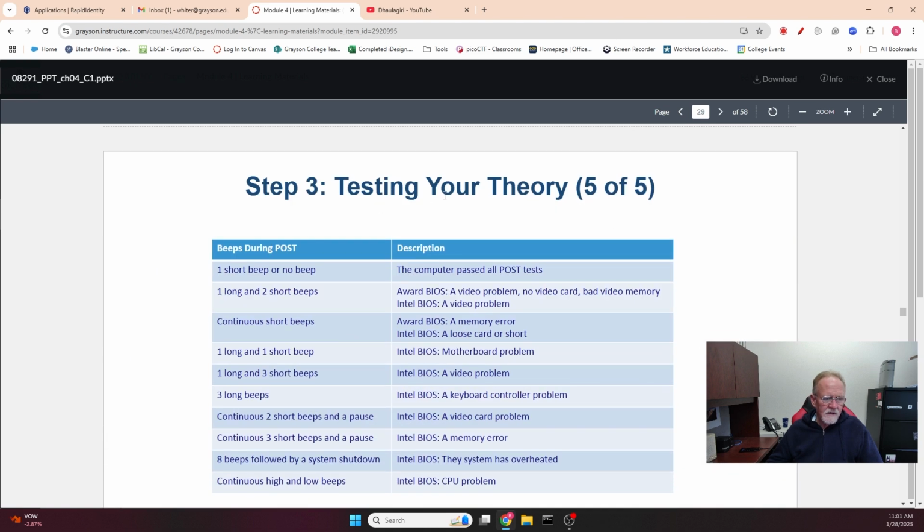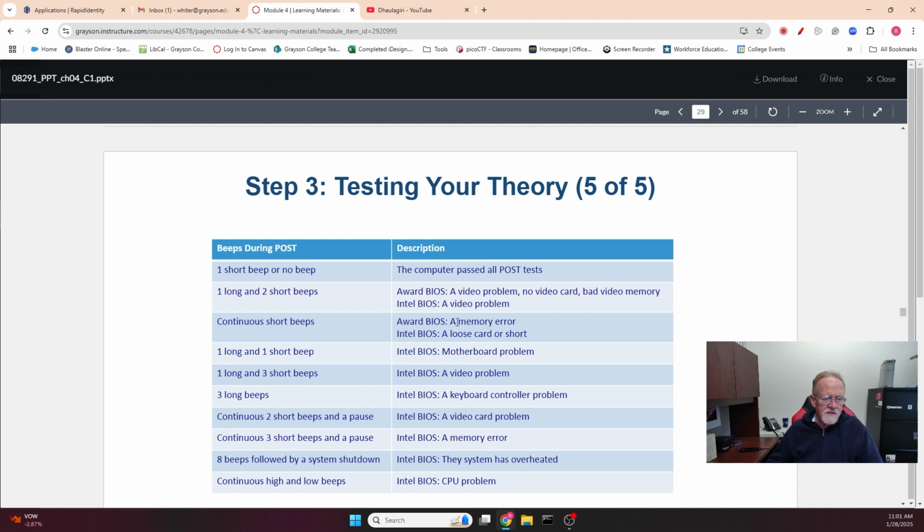Beeps. So we're going to look at beeps. So one short beep or no beeps during POST, hey, that means it works. In fact, most computers nowadays don't beep at all during POST if it worked. One long and two shorts. That, if you happen to have an Award BIOS, that means you got a video problem. No video card or bad video GPU or memory. Same with Intel BIOS. If you got an Intel BIOS, that means you got a video problem.